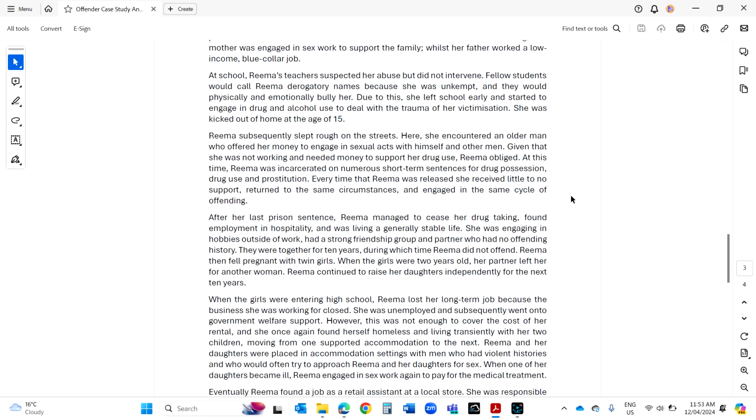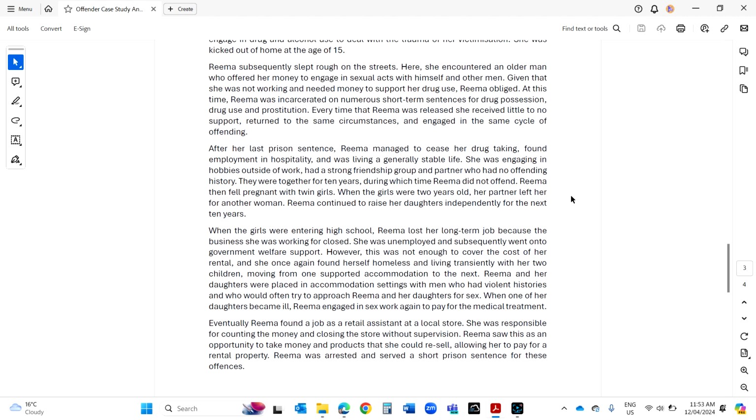So, thinking about what theories might help you to understand the broader context in which her offending has occurred and her contact with institutions and the justice system. So her offending is cyclical in nature, but she did manage to eventually get off drugs, found employment in hospitality, was living a pretty stable life for the 10 years that she was with her partner.